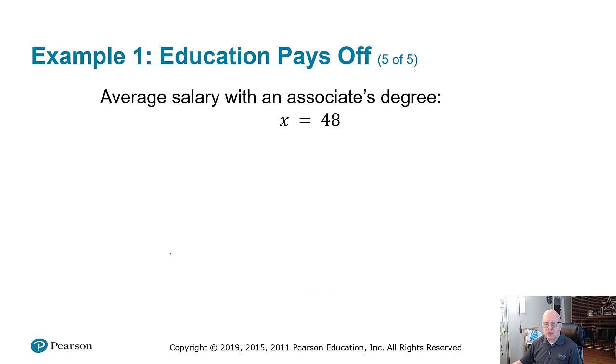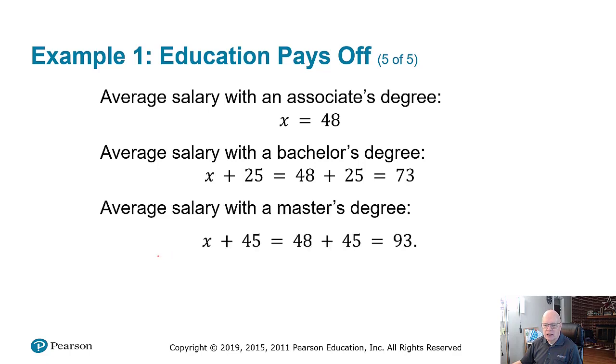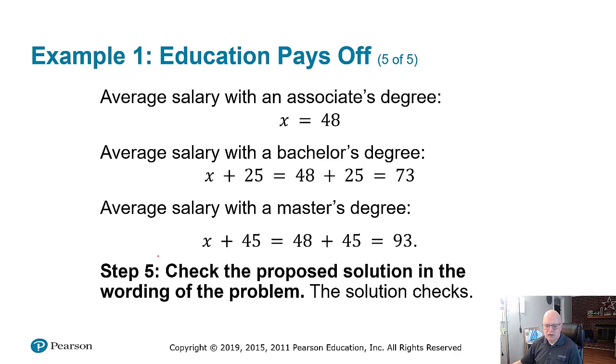So there's the 48. There's the bachelor's degree person in thousands of dollars, under the master's degree in thousands of dollars. So you've got your 3 answers. Check to see if it works. Check it in the wording of the problem. Don't check in the equation.